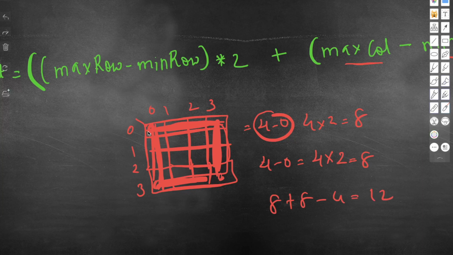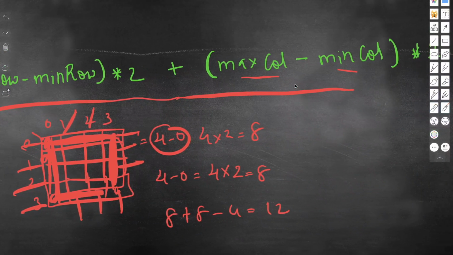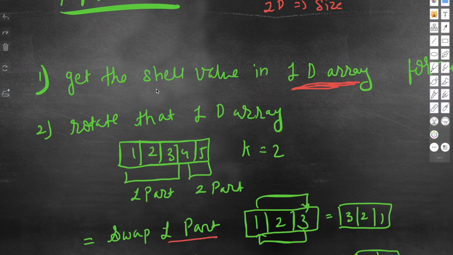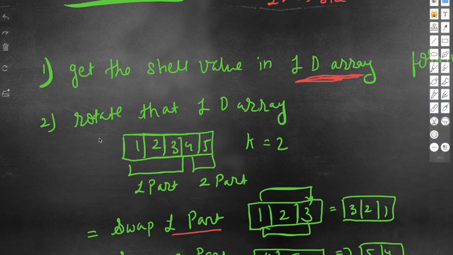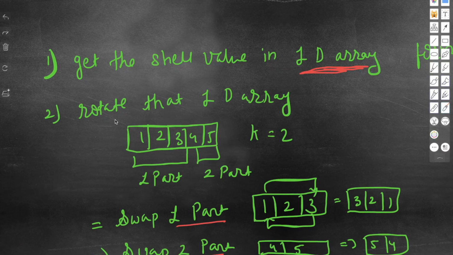So you can count also: 1, 2, 1, 2, 3, 4, then 5, 6, 7, 8, 9, 10, 11, 12. So there are 12 values. Fine. So this is the formula you have to use. You got all the shell values in a 1D array. Now the next part is to rotate that 1D array.